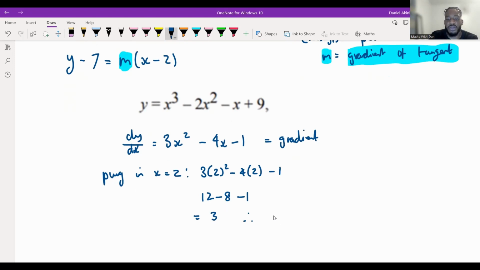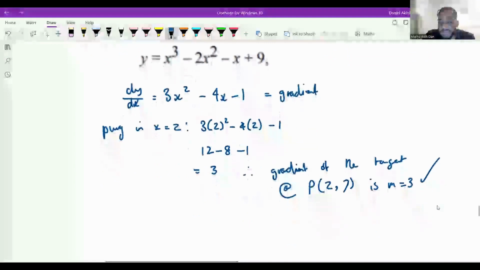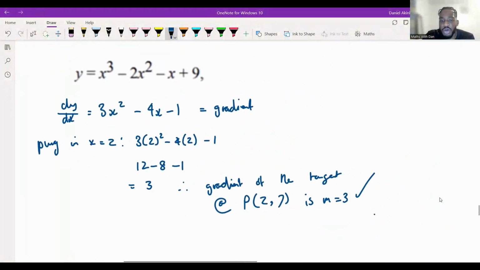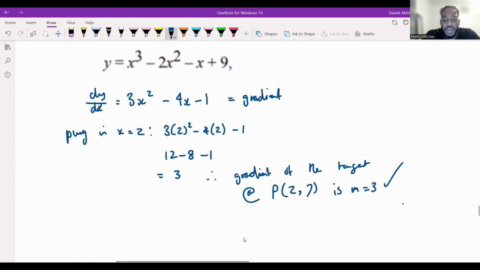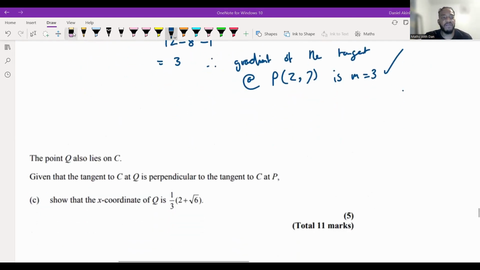So therefore, the gradient of the tangent at the point P, which was (2, 7), is m is equal to 3. Does that make sense, guys? Yeah, all okay with this? Okay, cool. So I can't see any messages, so I'm assuming this is all okay. So now we're done. Yeah, I keep on running out of room.